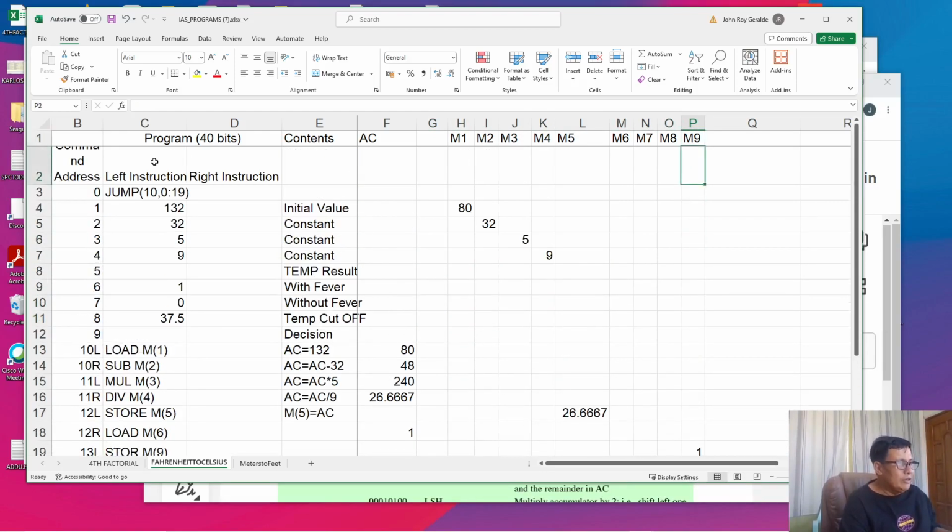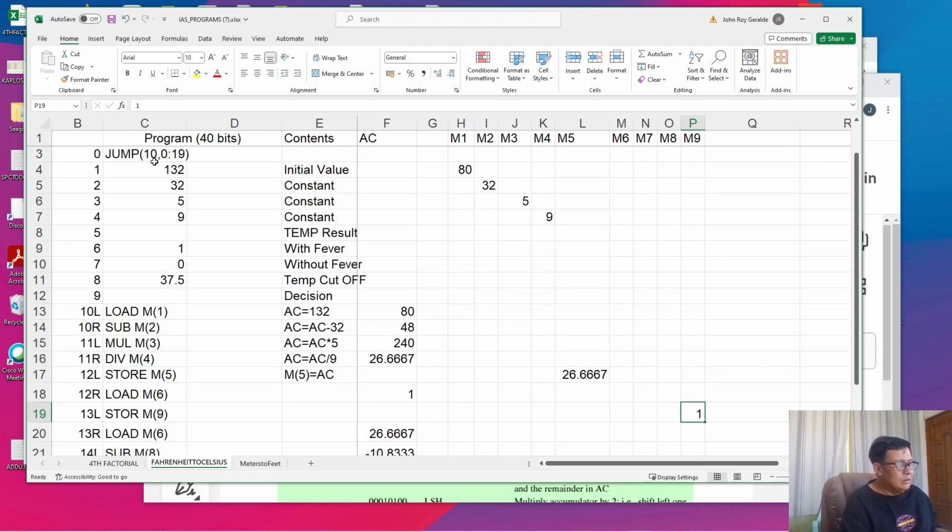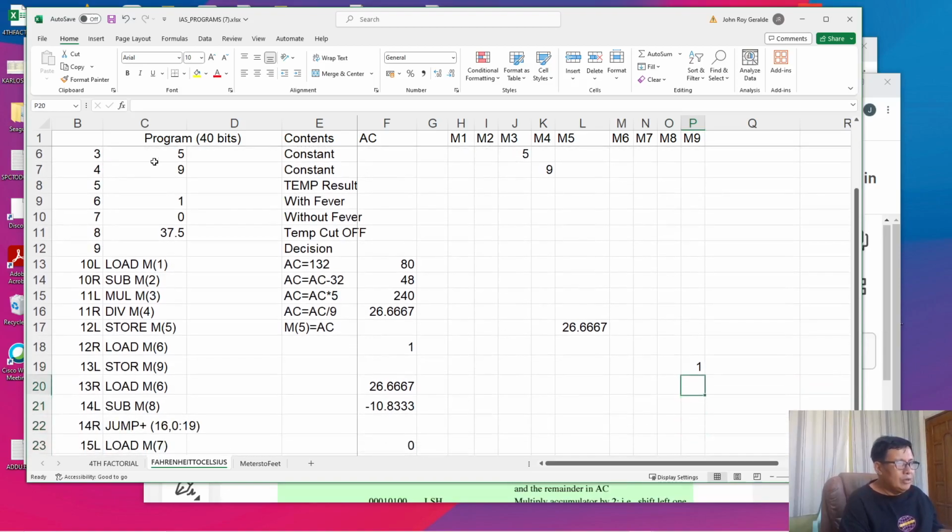On the contrary, 132 Fahrenheit is equivalent to 55.55 Celsius. That's a very high temperature. Our decision will be 1.